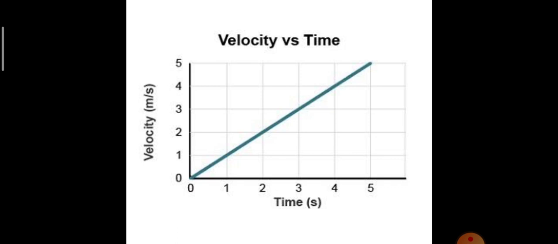How can we calculate the magnitude of the displacement? It is the area under the velocity time graph, and since it is a straight line graph, it is a triangle, and we will be calculating the area of the triangle OAB. We can give any name, but I am giving OAB.